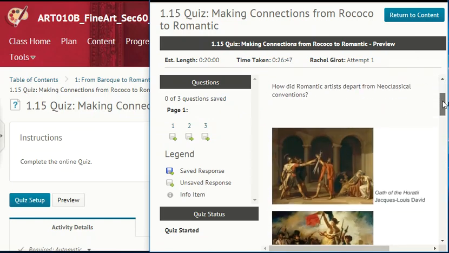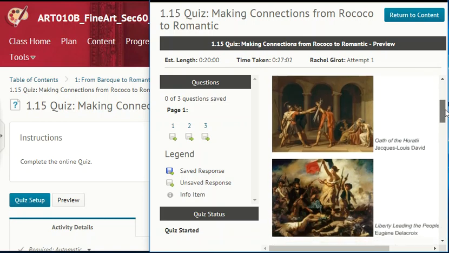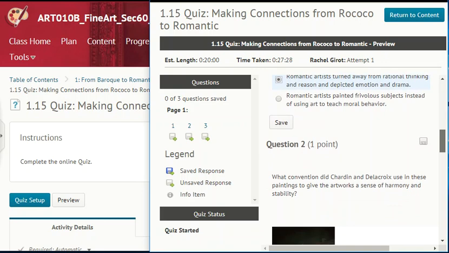Question number 1. How did Romantic artists depart from neoclassical conventions? How did Romantic artists, such as Delacroix, depart from the classical conventions? Is it Romantic artists use smooth brushstrokes? No, they're very fervent. Was it that they use one-point perspective? No. What was that perspective that they used? Atmospheric perspective, right? Was it that Romantic artists turned away from rational thinking and reason and depicted emotion and drama? Yes. Is it Romantic artists painted frivolous subjects? No, these were very serious political subjects. Good, so we found the answer.